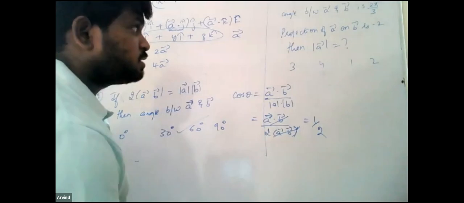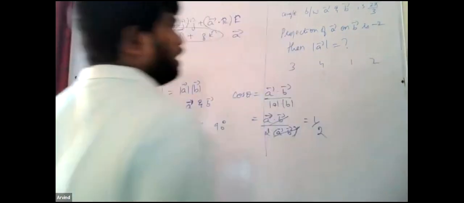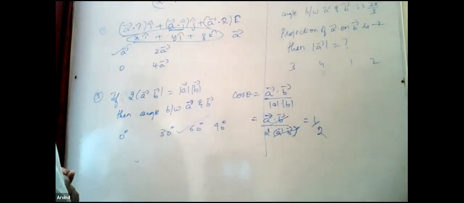The angle between a and b is 2 pi by 3. Projection of a on b is -2. Then what is the value of mod a?